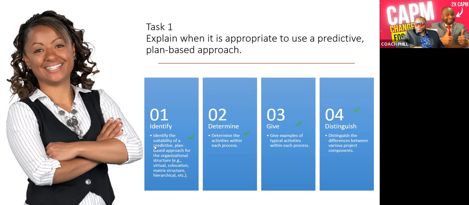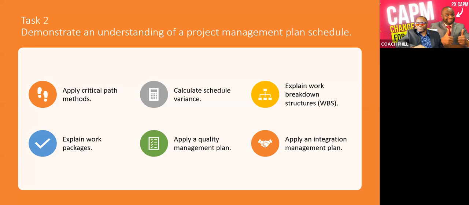So the first one says, identify the suitability of a predictive plan-based approach for the organizational structure. If the organizational structure is virtual, if it's a matrix structure, hierarchical, which mode would work best is really the question. And it differs on a case-by-case basis.